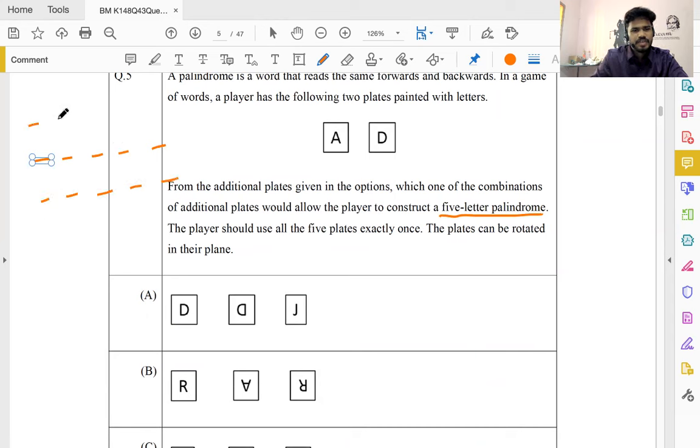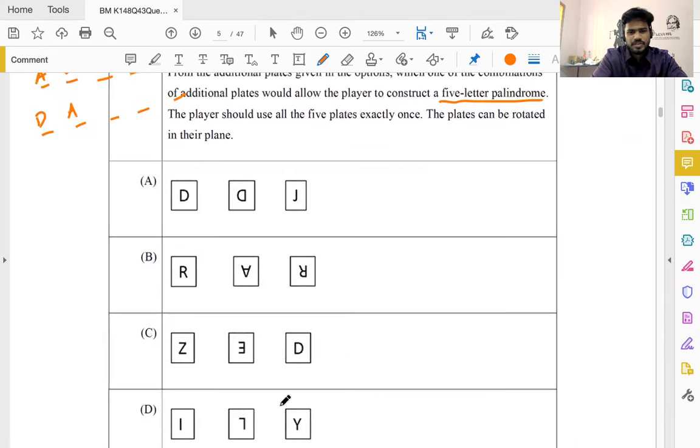So it can be AD here, DA here, and then AD, and then DA. So things should repeat here and here. There should be a D here and so on. Then pick whatever fits there.